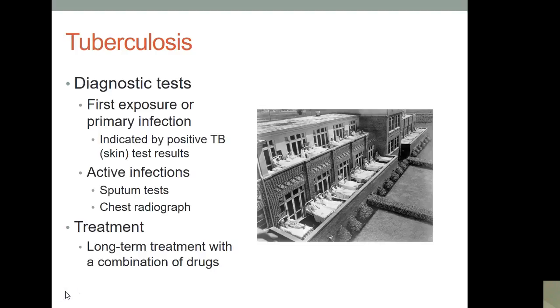Okay, diagnostic tests. So first exposure or primary infection can be indicated by a positive TB test. To determine if you have active infection, you would use sputum tests and chest x-ray. So in people that have a latent infection or have had a vaccine against TB, they're always going to have a positive skin test. So then these people would follow up periodically, if you're working in healthcare, with the chest x-ray.